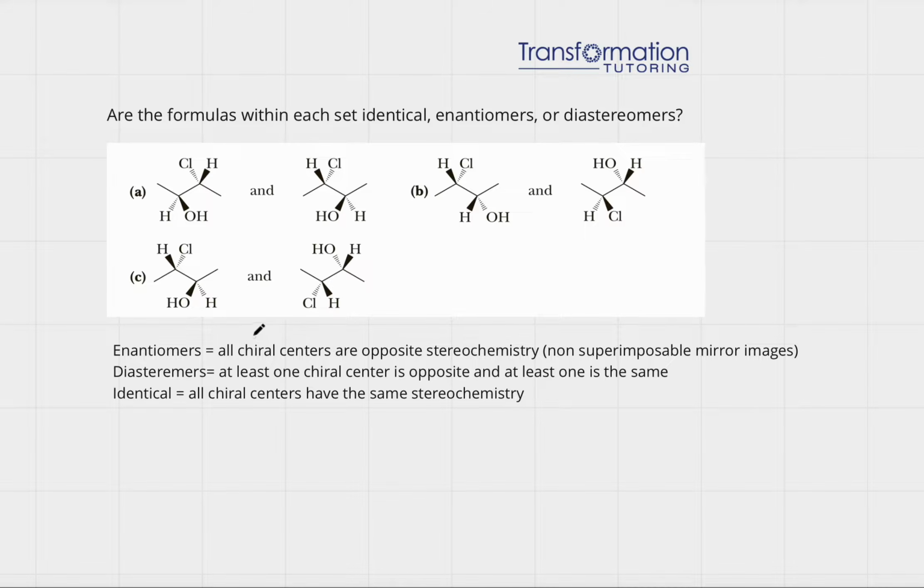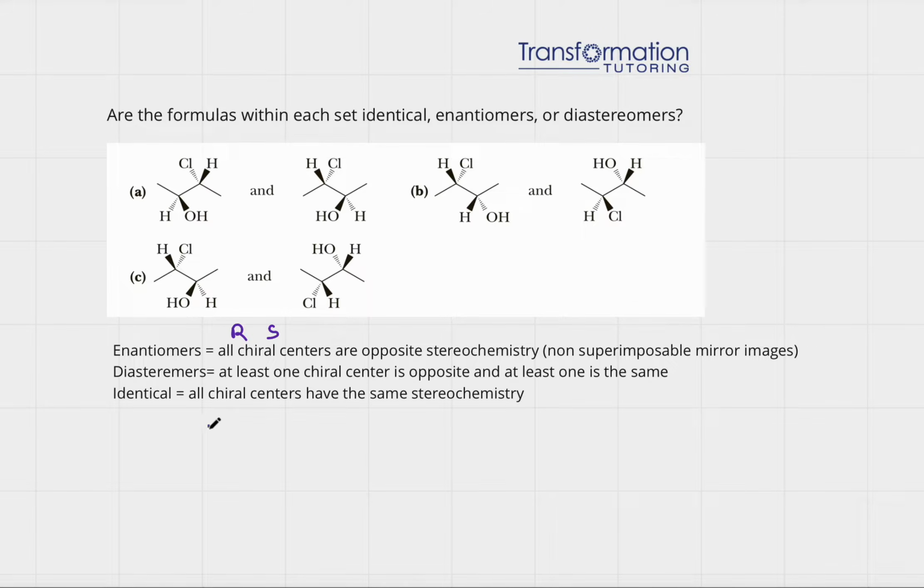So for example, if my molecule has a chiral center with configuration R, and then there is another molecule that's the same, but it has a chiral center with configuration S, they will be enantiomers. Diastereomers have at least one chiral center that is opposite and at least one that is the same. So they should have two or more chiral centers, and one of them will be opposite and one of them will be the same. For identical molecules, all chiral centers will have to have the same stereochemistry.